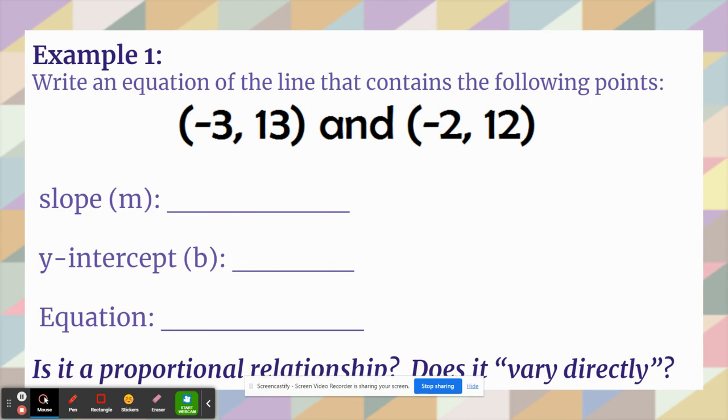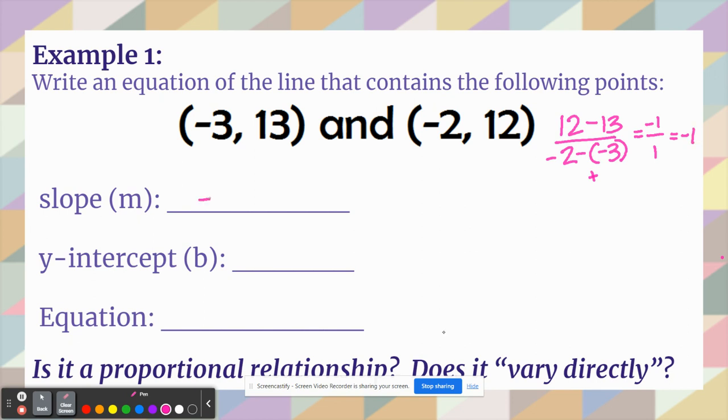So our first example, we have two ordered pairs. So step one was we need to find the slope. So we're going to use our formula: y2 minus y1 over x2 minus x1. Okay, so we could put that into Desmos. I'll go ahead and manually do that. So that's -1. And this becomes plus, so that would be +1. So my slope is -1.